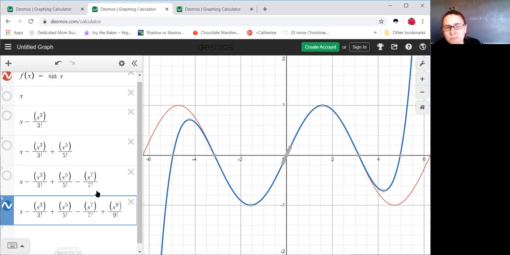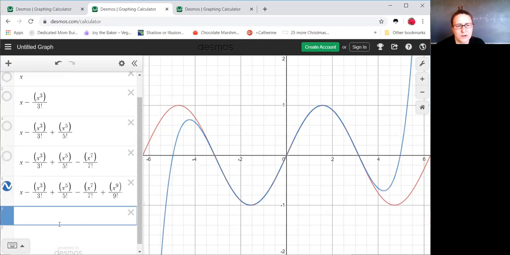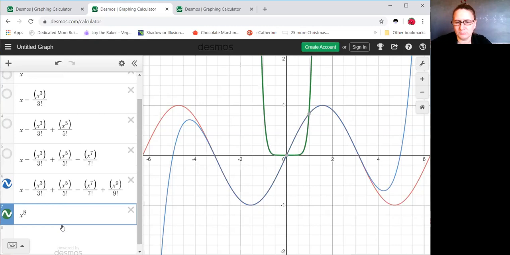Okay, I want to be sure that you guys understand that what we're looking at here is the partial sum. So it's not just the x to the 9 over 9 factorial. If I graph x to the 9 over 9 factorial, okay, that's what that looks like. Let me do it here.